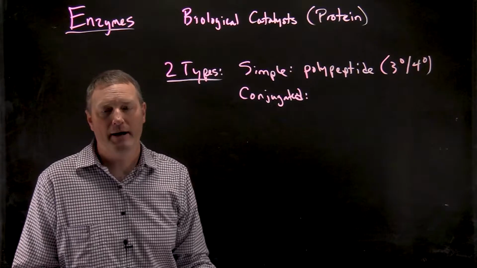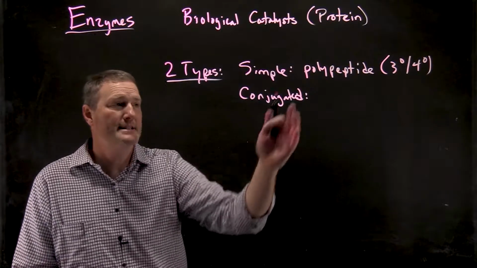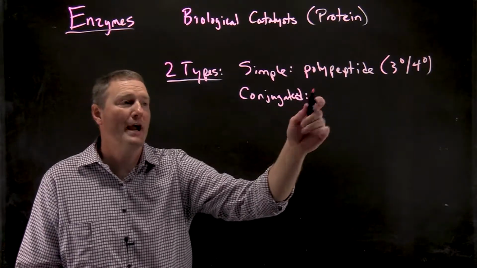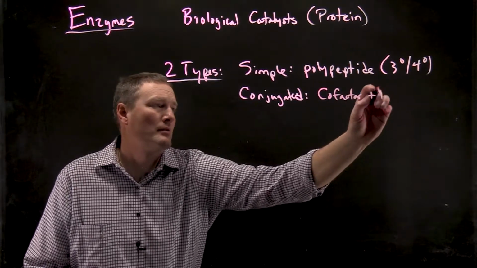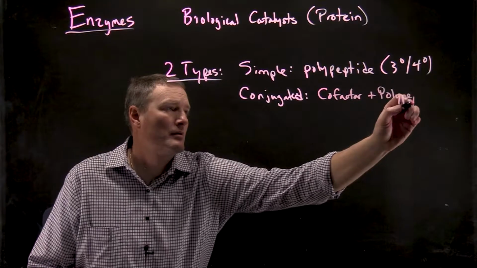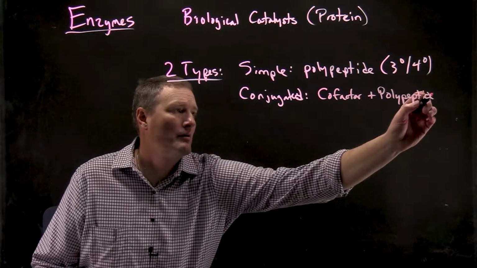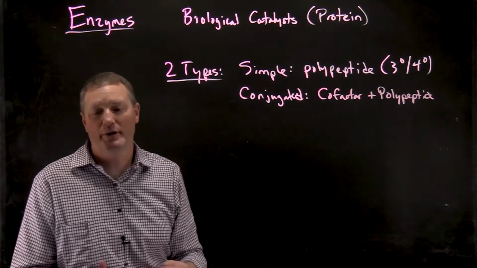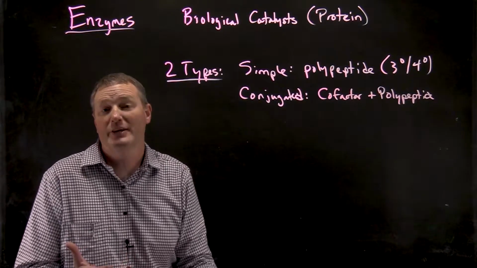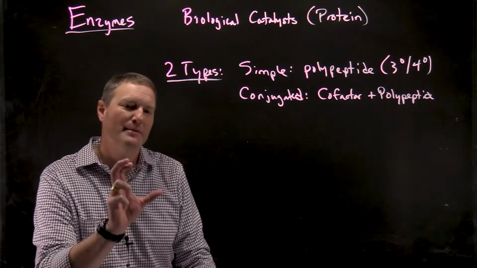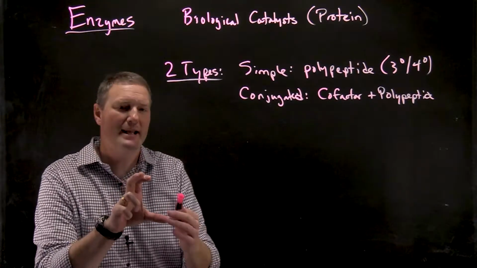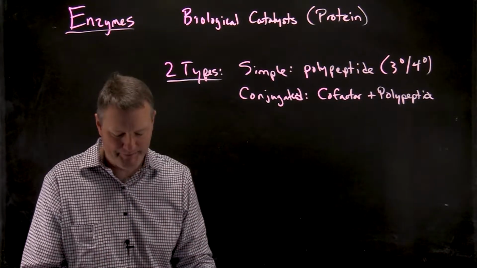A conjugated enzyme contains not only polypeptide, but also a cofactor. So the previous example we looked at was hemoglobin. That's actually an oxygen transport protein. It's technically not an enzyme, but that heme group would be considered a cofactor. It's not actually made of polypeptide.